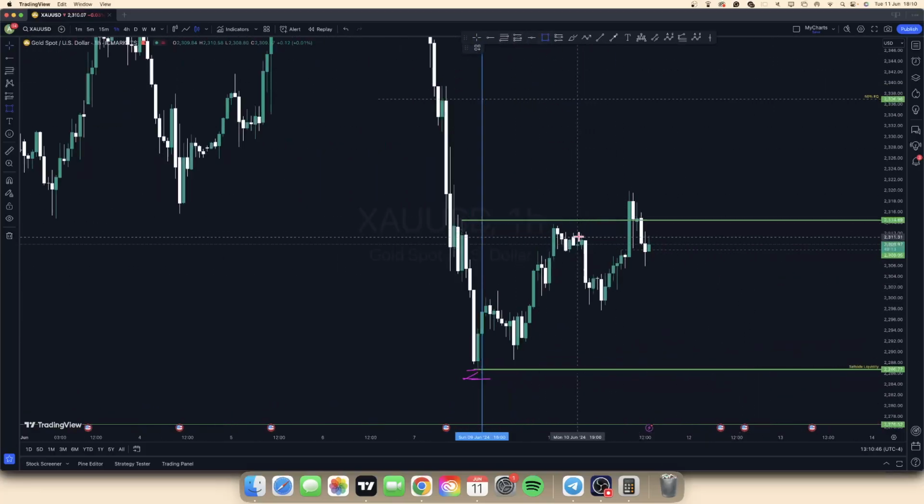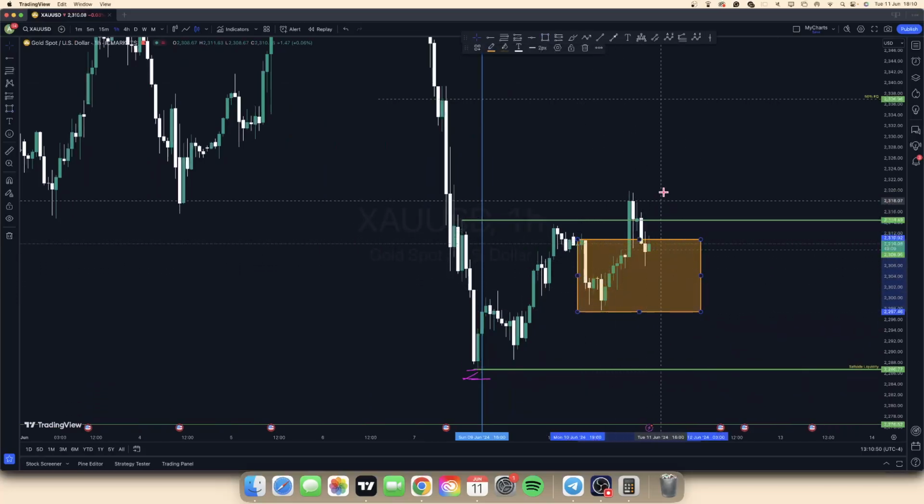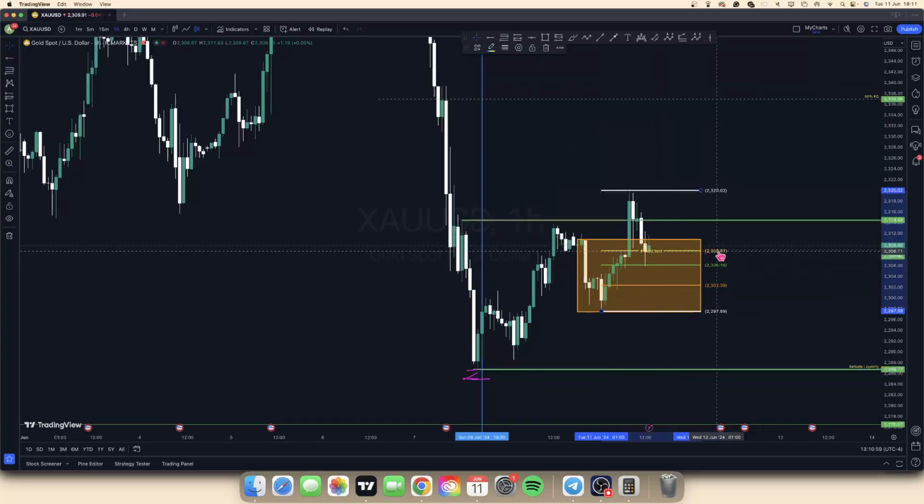We have a move from here to there. This is a level that I'm watching. If we go and mark a fib and see how much it's retraced, you can see it's now retraced back into the 50% area. This tells me that price is now coming to a discount for another bullish move higher.